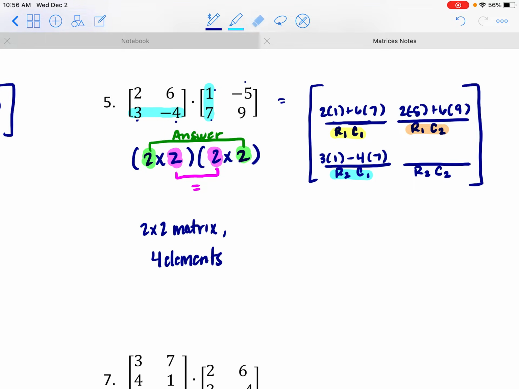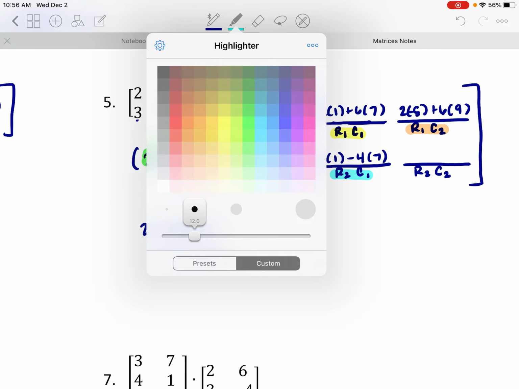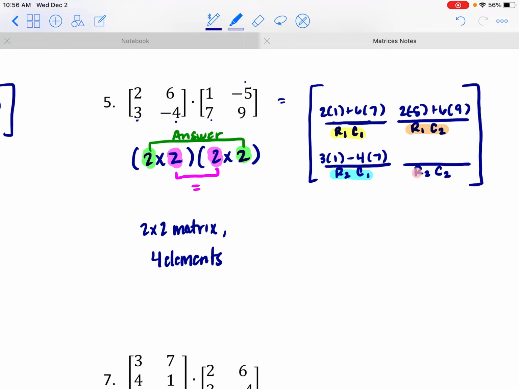And then lastly, I used all these colors. What's a good one here? Oh, we haven't really used a reddish. Okay, so if we want to find row 2, column 2, then I want to use row 2 and column 2. So row 2 and column 2, again, is going to be 3 times negative 5, and negative 4 times 9.